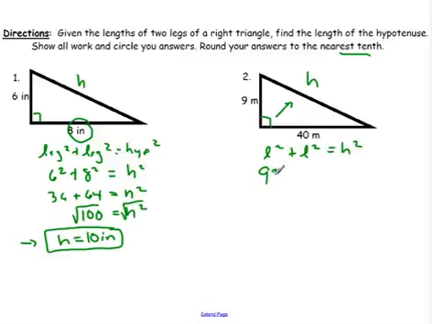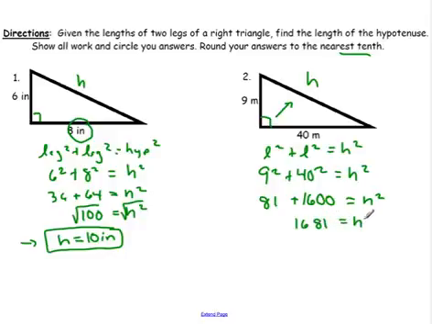So again, we'll say 9 squared plus 40 squared is going to equal whatever our hypotenuse is squared. 9 squared is pretty easy. It's just 81. To square 40, I'm going to focus on just the 4. 4 squared is 16, and when I square a two-digit number like that, it's going to turn out to be 1600 equals h squared. When I add these together, that's going to be 1681 equals h squared.